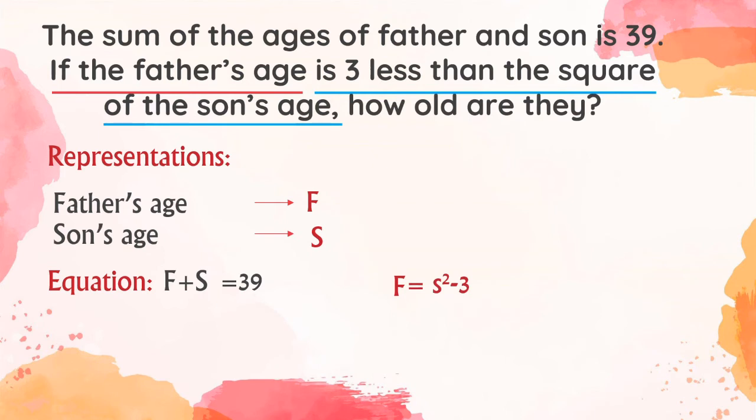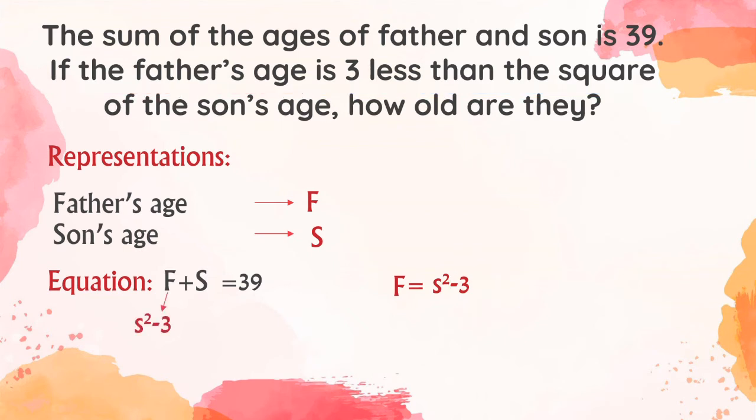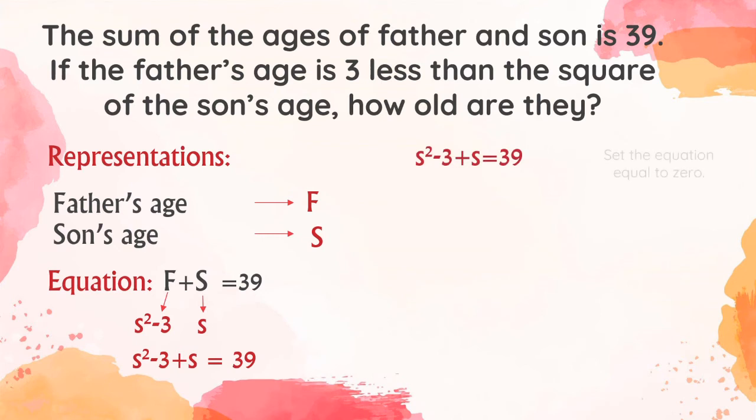Then, wala namang description sa son's age, kaya mananatiling S lang gamit natin sa S. So, substitute natin sa F yung S squared minus 3. Yung equation natin ay nagiging S squared minus 3 plus S equals 39. Let us now set the equation equal to 0. We don't want 39 at the right side, so let's add negative 39. Naging 0 na ang right side. And our new equation is S squared minus 3 plus S minus 39.